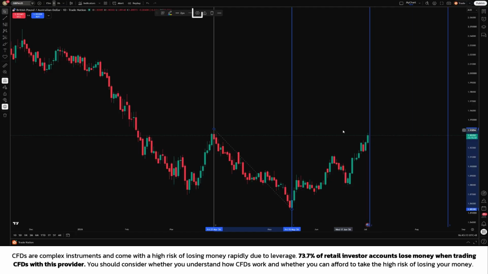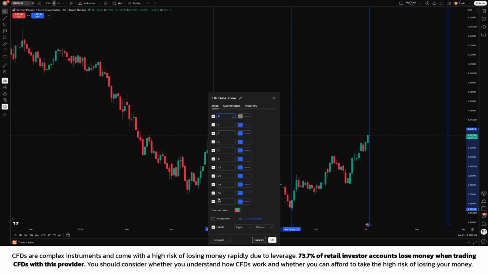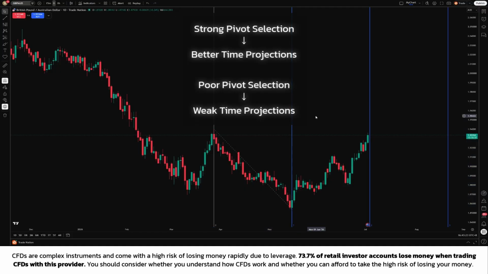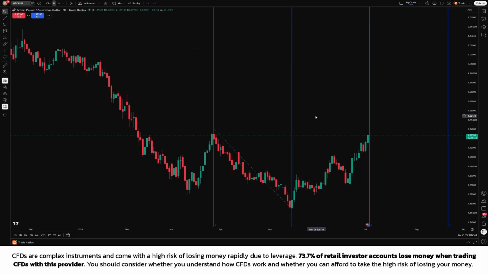The settings can also change how the tool is interpreted. The anchor points matter most because the entire projection is based on the distance between those two points. If those points are chosen poorly, the projected time zones may have little value. Traders often use clear swing points, major trend changes, or important impulse moves as the starting reference because those areas give the time projection a more meaningful foundation.